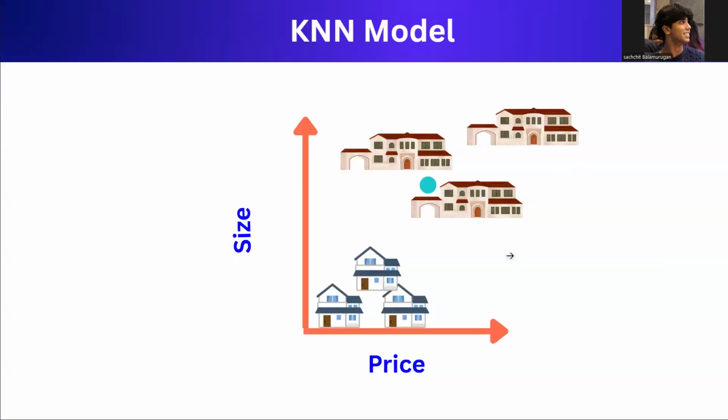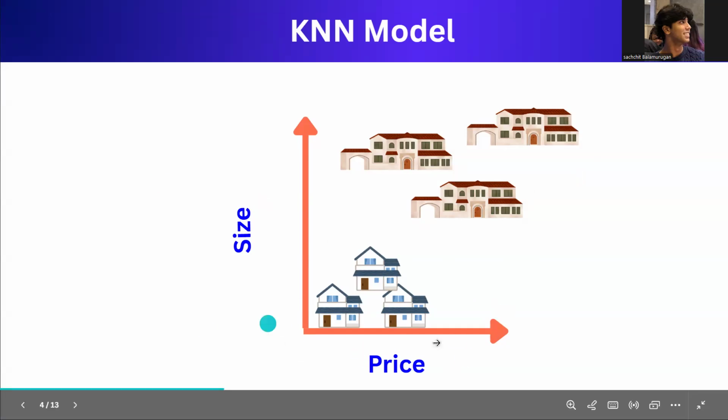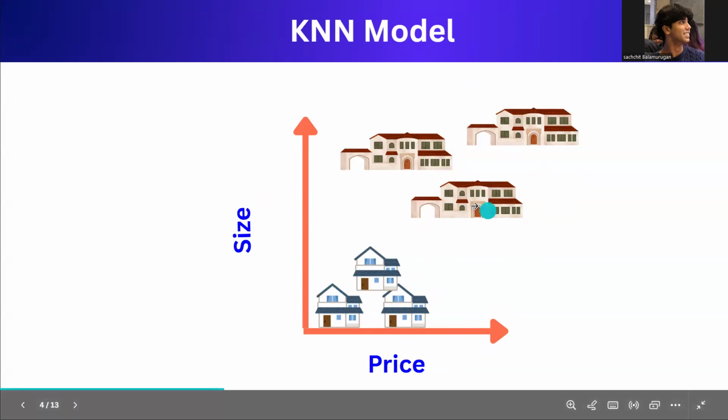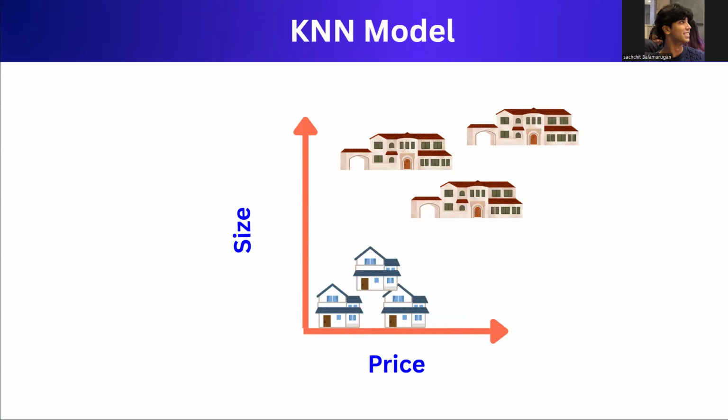So let's take this data set here. Let's take this graph. We have size and price here. Price is the independent variable and size is the dependent variable here. And then we have two types of houses. We have a mansion and then we have a normal house here. Now let's see how we can use a KNN model to do regression instead of classification.